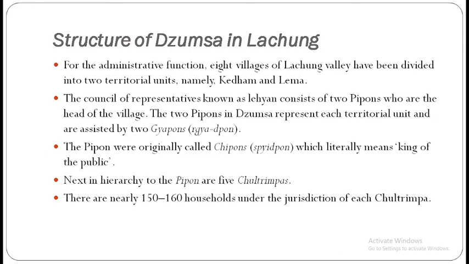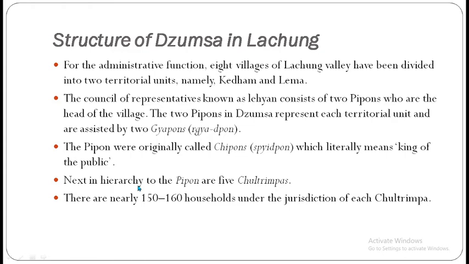Now, the structure of Zumsa in Lachung. We have to see the structure of this administrative system in Lachung. For the administrative function, the 8 villages of Lachung Valley have been divided into 2 territorial units, namely Ketlam and Lema. The Council of Representatives, known as Lehian, consists of 2 pipons who are the head of the village. The 2 pipons in Zumsa represent its territorial unit and are assisted by 2 gyapons. The pipons were originally called chipons, which literally means king of the public.